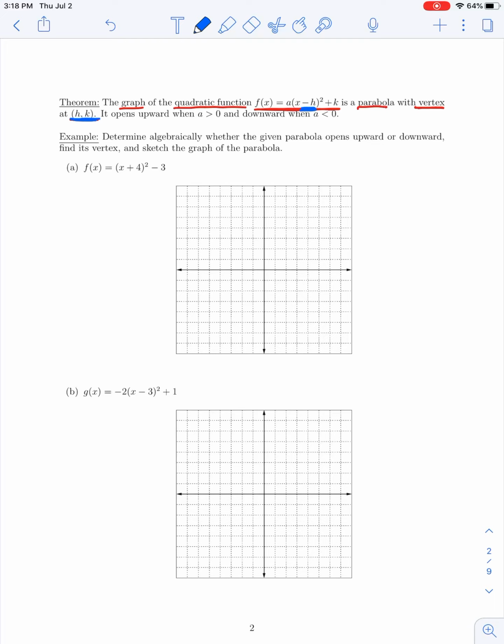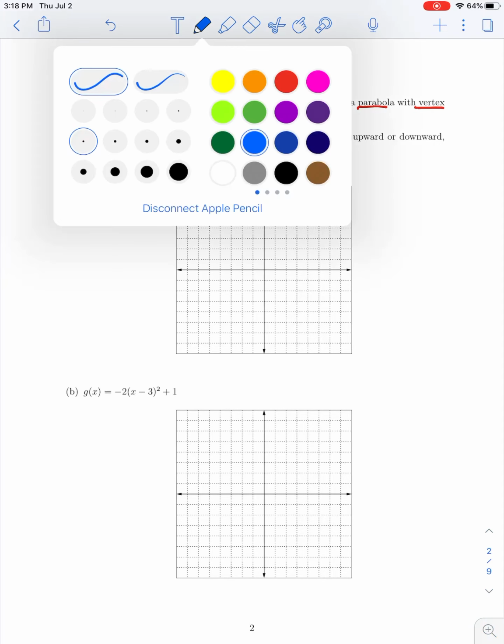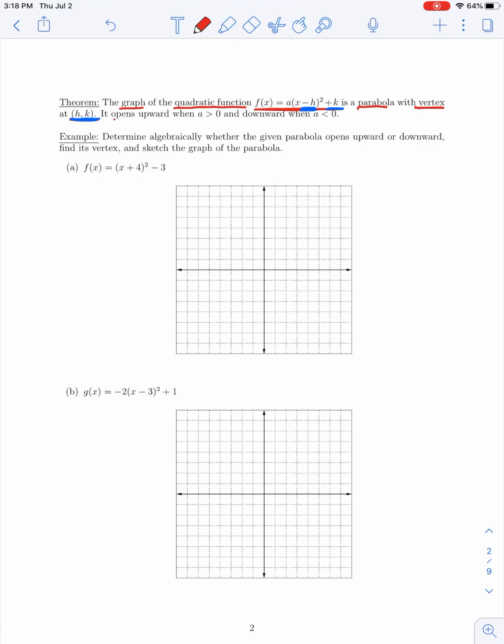So h is the value that I'm subtracting from x inside the parentheses, and k is this constant value that I'm adding on the end. So those give us the x and y coordinates for the vertex of a parabola. Now, in the event that a is positive, we have an upward opening parabola, and if a is negative, we have a downward opening parabola, as we've already mentioned.